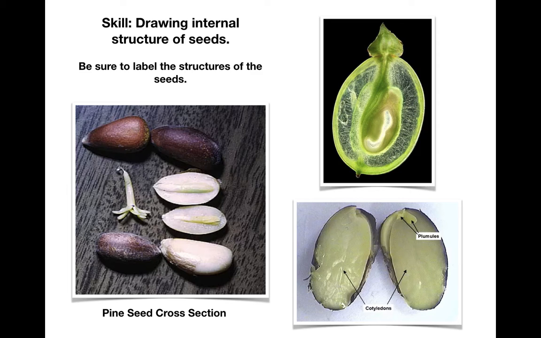Okay, next thing is you have to be able to draw the internal structures of seeds. So you can pick any of these seeds to draw. The pine seed cross section. This is a seed here as well, and here's a nice backlit diagram of a seed. You need to draw the seed and label the structures of the seed. So again, pause the video, take a minute, and give it a drawing.